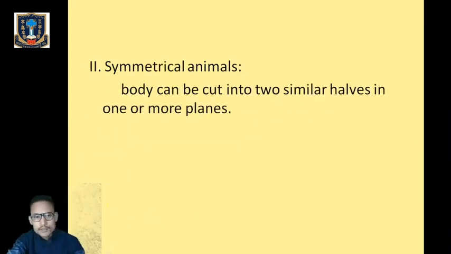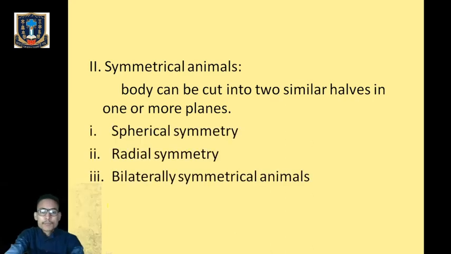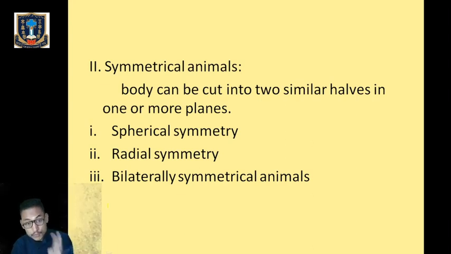Symmetrical animal means the body can be divided into two similar halves. When we cut the body along the main axis, the symmetrical animal's body can be divided into two similar halves with equal body parts, when cutting from one or more planes. On the basis of symmetry, we have three types.